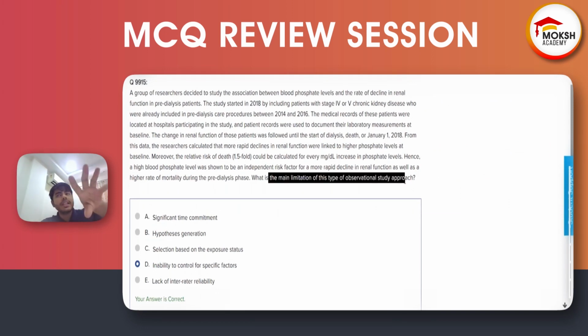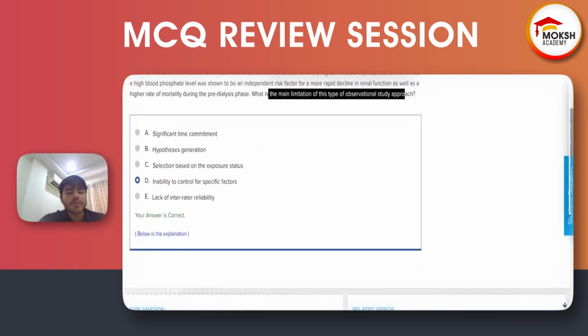So here chronic kidney disease patients were gone through retrospectively, and then associated with the baseline phosphate level. It was found that in patients with higher baseline phosphate level, the mortality was high. So the question here, most of you answered option D, that we cannot control for other factors, but other things are significant time commitment and selection based on exposure status.